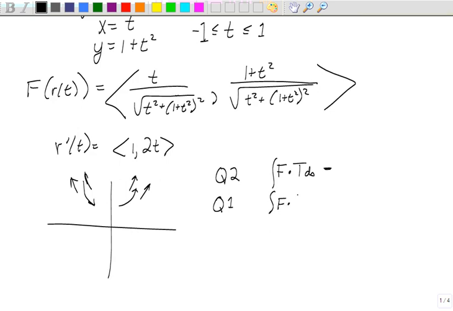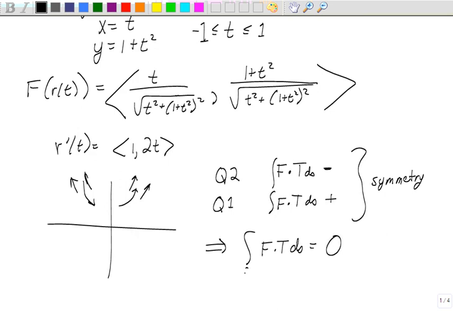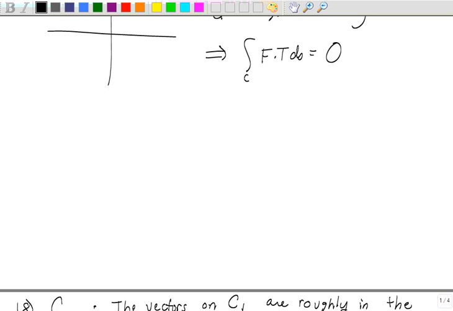So that will be positive. So your integral, and they're about equal, they're symmetric. There's some kind of symmetry. So your integral should be 0 over that curve. Now let's use Maple to show that that actually is 0.